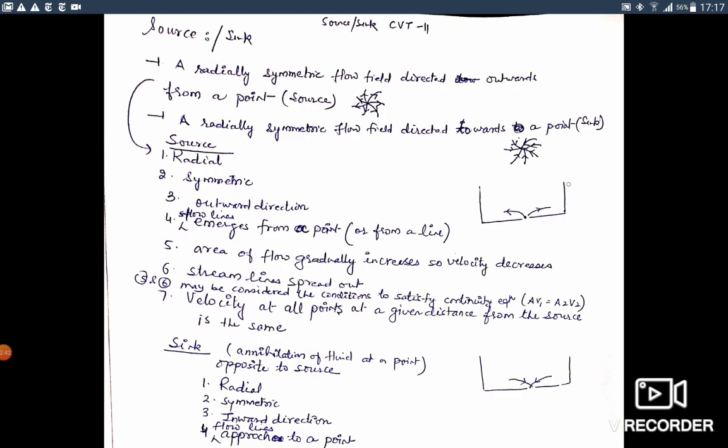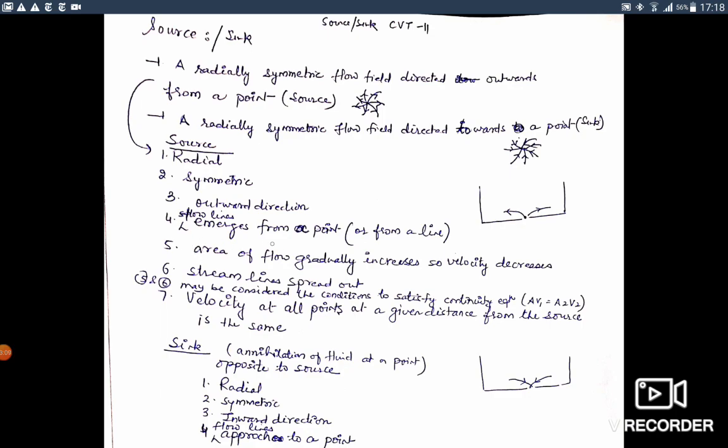You can very well see in these diagrams, it is the point from where fluid is coming out radially. This point is called source, and this is the point towards which the fluid is going radially. A very beautiful example of sink is the sink which you use in your houses or in your hotels or in your bathrooms.